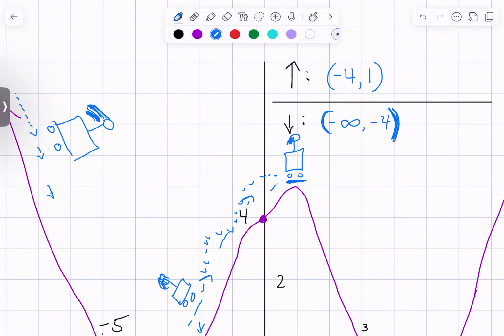So that's why we put parentheses every single time around increasing and decreasing. It's never included. Okay?